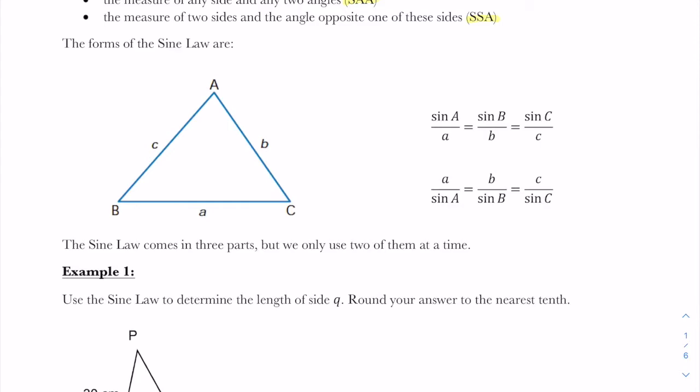And you have two versions of the formula. The first one has the sine of the angle divided by the side, whereas the other one has the side divided by the sine of the angle. It doesn't matter which one you use. I would recommend that you use the one with less algebra. Let's try this out in an example.